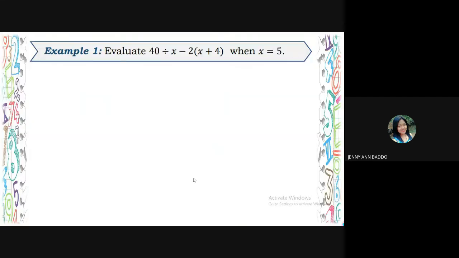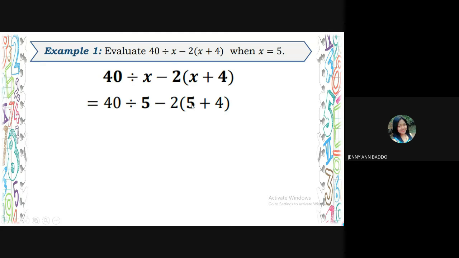Examples. First, evaluate 40 divided by x minus 2 times (x plus 4) when x equals 5. So, from the given algebraic expression, we have to change all x's to the given value of x, which is 5. So it is now 40 divided by 5 minus 2. Then inside the parentheses, instead of x, we now have 5 plus 4.